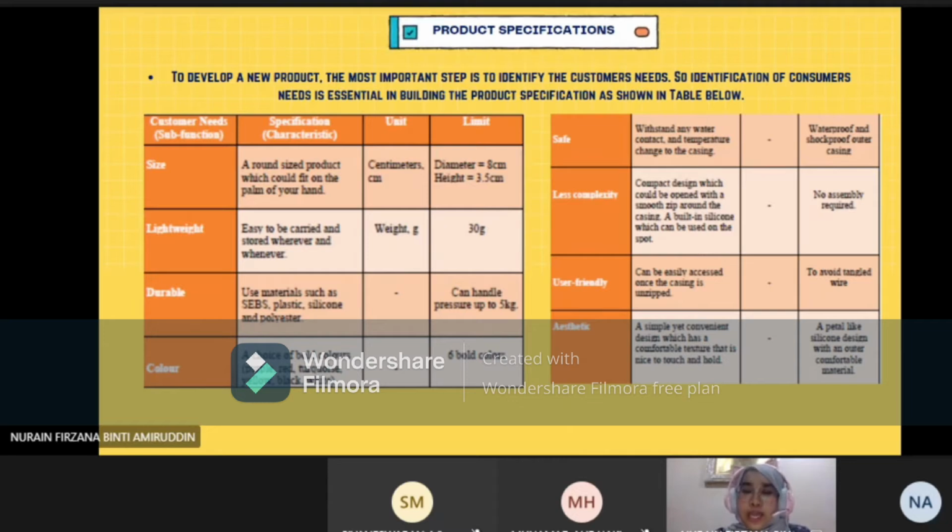Other than that, there is less complexity. The compact design can be opened with a smooth zip around the casing, with a built-in silicone which can be used on the spot. No assembly required. User friendly: it can be easily accessed once the casing is unzipped, which avoids any tangled wire. Aesthetic: a simple yet convenient design which has a comfortable texture that is nice to touch and hold, a petal-like silicone design with an outer comfortable material.